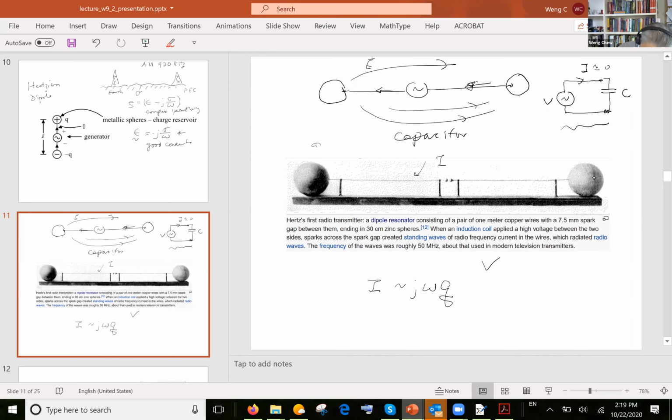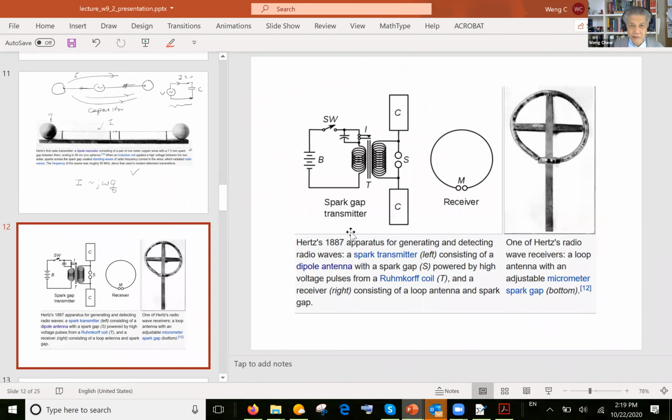Okay, the Q is the charge on the sphere. Okay, the current is j omega Q, and so that was what he did. Very clever.